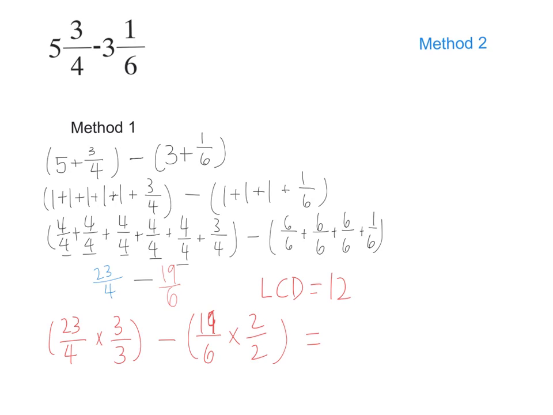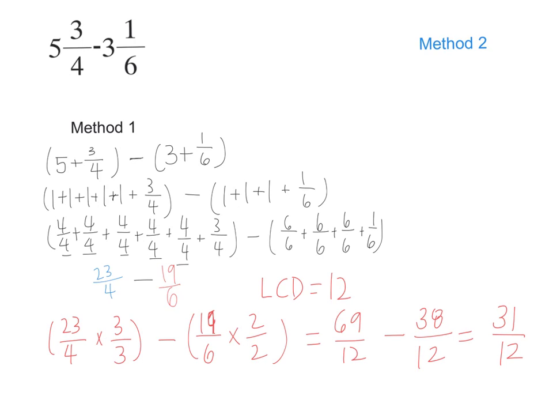What's 23 times 3? 69. 69/12. Good. What's 19 times 2? 38/12. Good. Okay, so if I have 69/12 and I take away 38 of them, how many do I have left? 31. What's 60 minus 30? 30. What's 9 minus 8? 1. 31/12. Good. Now, is that in simplest form?